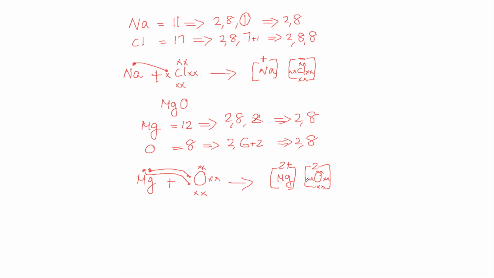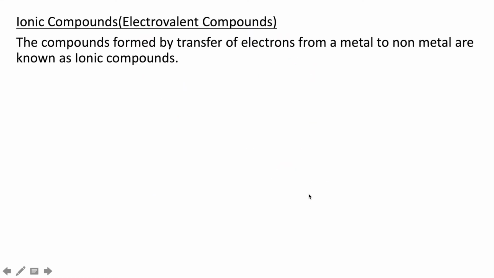When a metal and nonmetal react by the transfer of electrons, a special kind of bonding forms between the metal and nonmetal. Such bonding is known as ionic bonding or electrovalent bonding. The compounds formed because of this ionic bonding are known as ionic compounds or electrovalent compounds. The compounds formed by transfer of electrons from a metal to a nonmetal are known as ionic compounds or electrovalent compounds. So I hope you understood how a metal and nonmetal react.